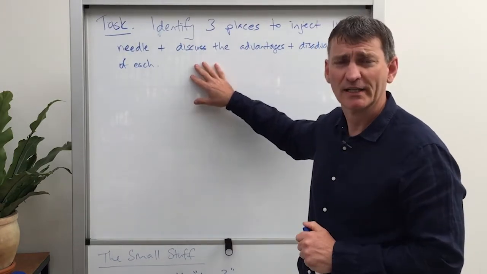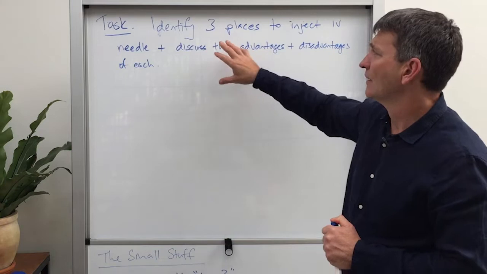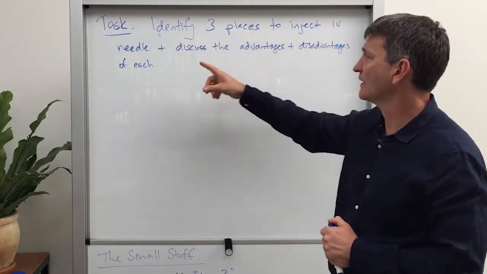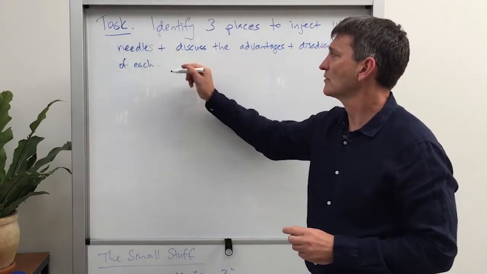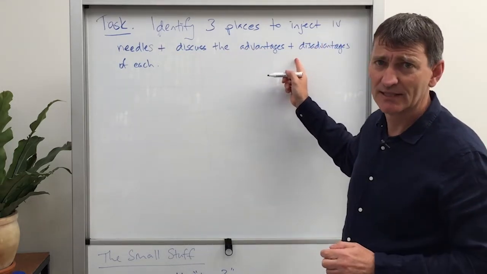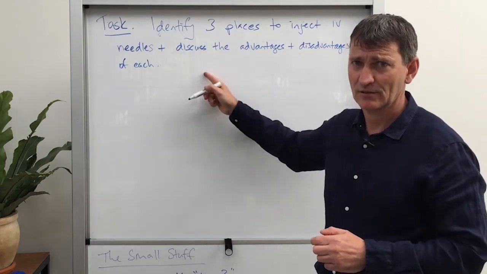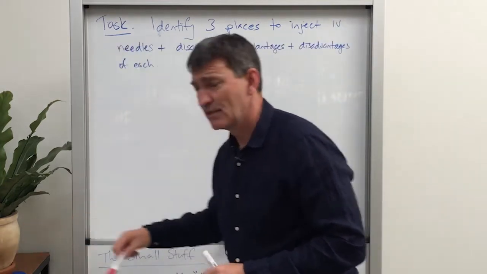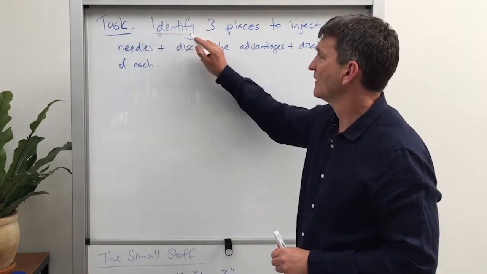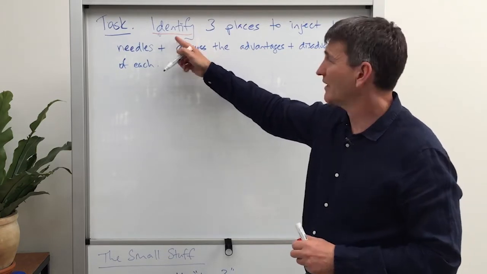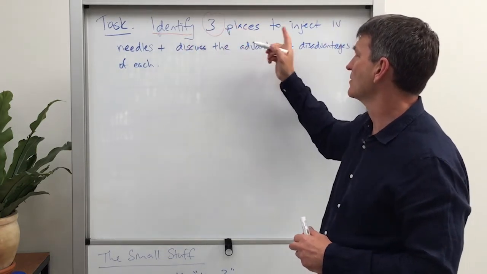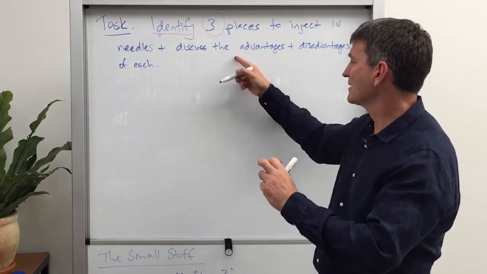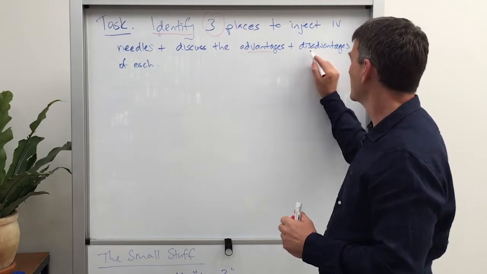Let's pretend that we're working in the health industry and we have a task which says identify 3 places to inject IV needles and discuss the advantages and disadvantages of each. Okay, so the first thing we can do with this particular one is break it down. We'll focus that it says, okay, we need to identify how many? 3 places to inject. Oh, there's an "and" which tells us it's a different task. And discuss the what? The advantages, disadvantages.